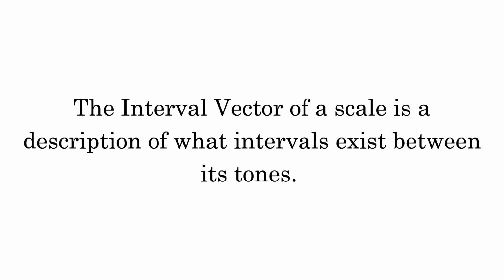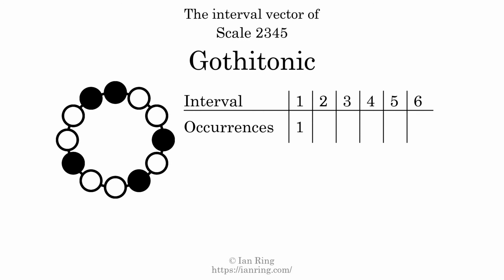The interval vector of a scale is a description of what intervals exist between its tones. There is one interval with a size of 1 semitone. It is here. There is one interval with a size of 2 semitones. It is here. There are 3 intervals with a size of 3 semitones. They are here, here, and here. There are 2 intervals with a size of 4 semitones. They are here, and here.